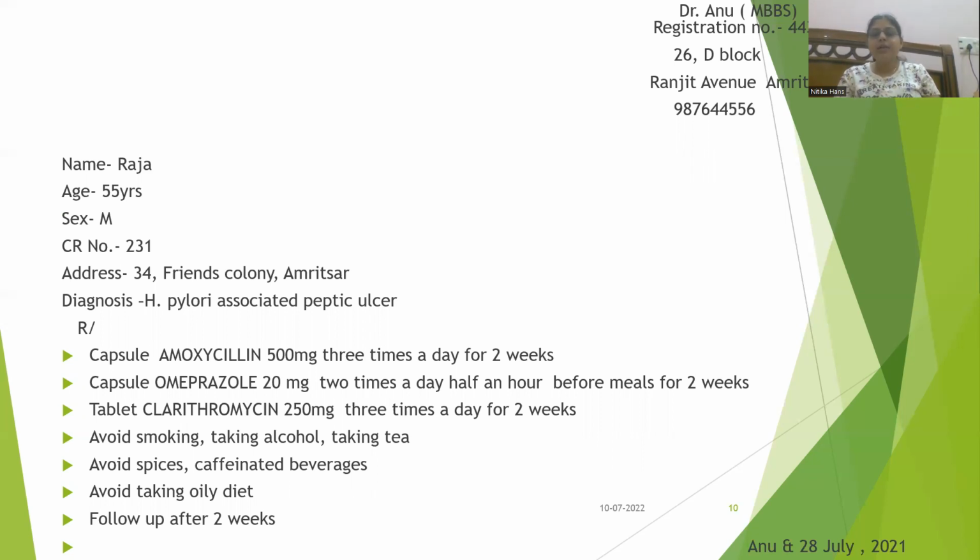We have to avoid smoking, alcohol, tea, spices, caffeinated beverages, and an oily diet. Follow up after 2 weeks. And then we have to write down the signature of the doctor and the date. This is the correct regimen of the H. pylori associated peptic ulcer.